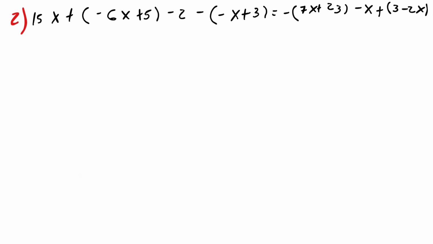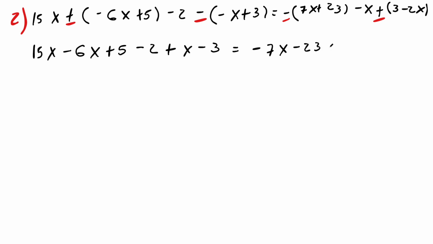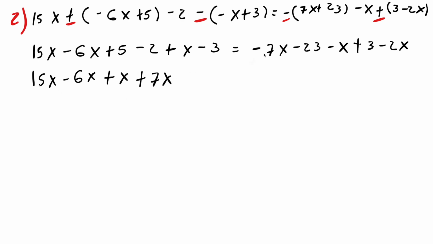Well, apply the distributive property. We have here a positive, here a negative, and a positive, all before the parentheses. And so it would be 15x minus 6x plus 5 minus 2 plus x minus 3. All good for now? Because the minus changes the signs, the positive doesn't. Minus 7x minus 23 minus x plus 3 minus 2x. Alright, that's perfect. Now, what do we have to do? Put the x's on one side, put the numbers with a variable to the power of 0 on the other. 15x minus 6x plus x plus 7x, right here, from negative to positive, plus x.